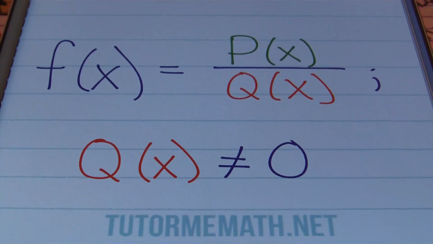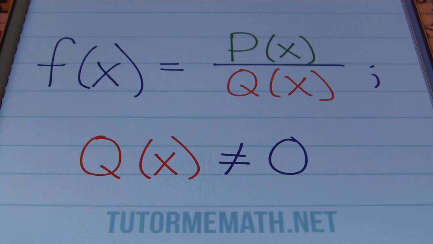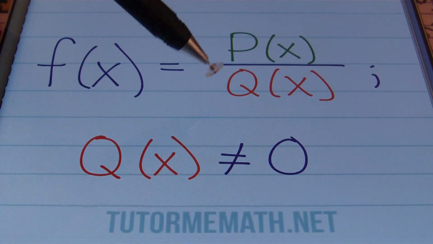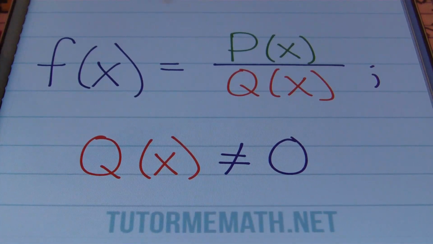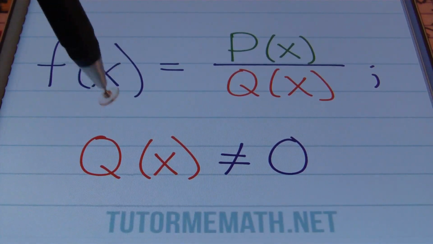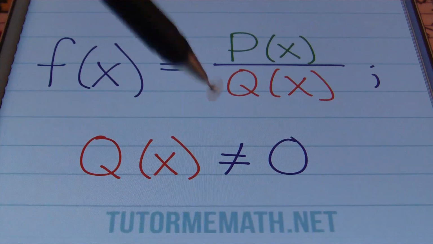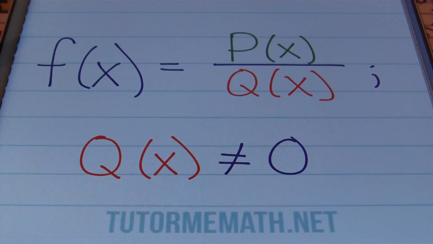The format for these rational functions is going to be in the form of f of x equals p of x, which is a function, divided by q of x, which is another function, especially when the function in the denominator, that q of x there, cannot equal 0. Yeah, because you can't have 0 in the denominator of a fraction. It would be undefined.